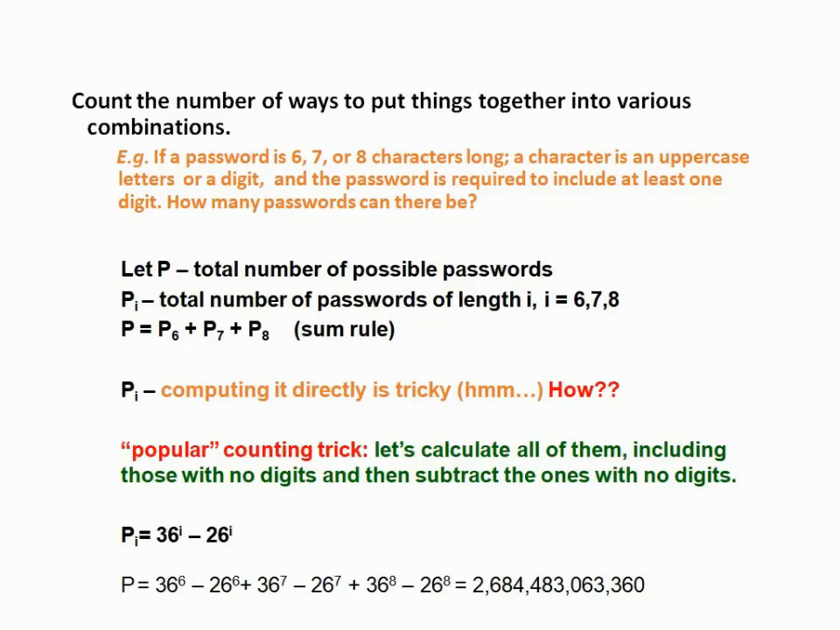Why 36? Because digits and letters: the English alphabet has 26 characters plus 10 digits, 0 to 9, so combined there are 36. So for length i it is 36 to the power i minus 26 to the power i. For 6 characters, 36^6 minus 26^6, plus for 7 characters, 36^7 minus 26^7, plus for 8 characters, 36^8 minus 26^8. These are the combinations we get with the product and sum rule, and that gives the number of passwords.